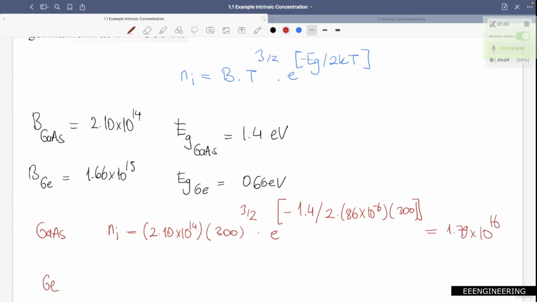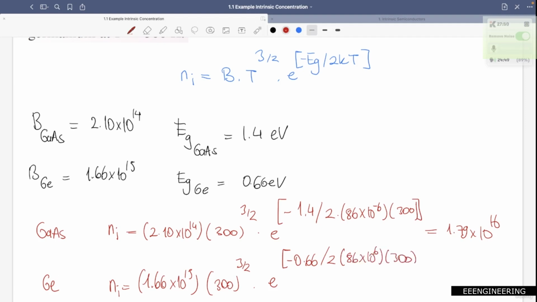And what about germanium? For that, we have 1.66 times 10 to the 15, exactly the same temperature value, and then e to the power of minus 0.66 over 2 times 86 times 10 to the minus 6 times 300. In the end the answer is 2.4 times 10 to the 13. Of course units are important. Here we have 1 over cubic centimeter, and here we also have 1 over cubic centimeter. And this is the answer.